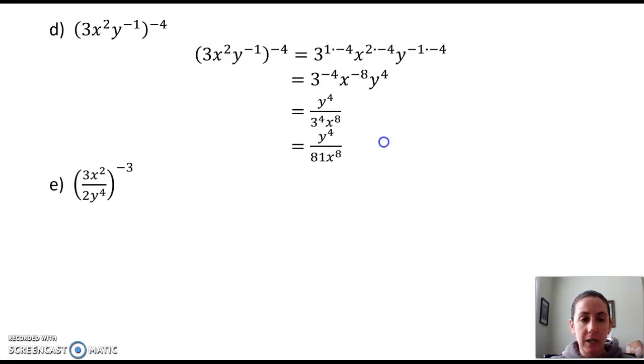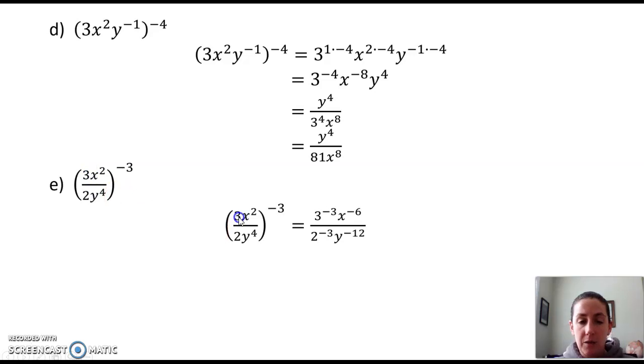Next up, we have 3x squared over 2y to the 4th, all being raised to the negative 3rd power. Again, we don't have addition or subtraction going on in the parentheses, so we can distribute that exponent. Just remember this 3 has an exponent of 1, and this 2 also has an exponent of 1. So when I distribute this exponent, I need to distribute it not to just this 2 and this 4, but also the imaginary one that's here and the imaginary one that's there.